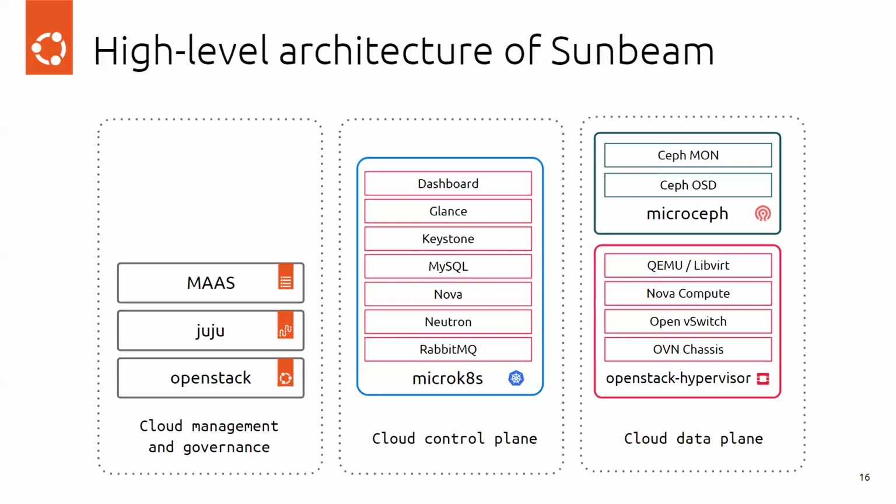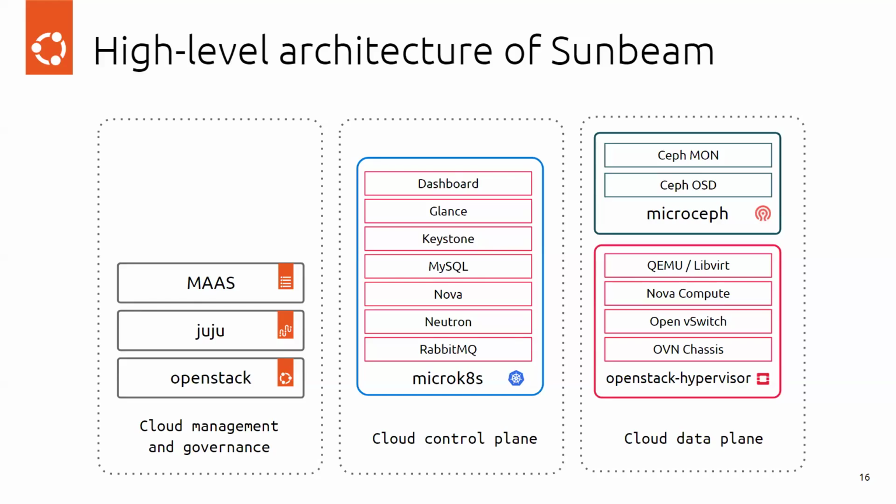So we have MAAS, which is an acronym for Metal as a Service. We have Juju, which is an orchestrator that we work on and develop. Then you have, obviously, the standard old OpenStack. And you'll notice in the control plane, that's the aspect managed by Kubernetes. It uses MicroK8s, which is a certified Kubernetes distribution that Canonical works on. You'll see a lot of the control services you might be familiar with as part of OpenStack deployments. So we have Nova, MySQL, Keystone, Glance, all that.